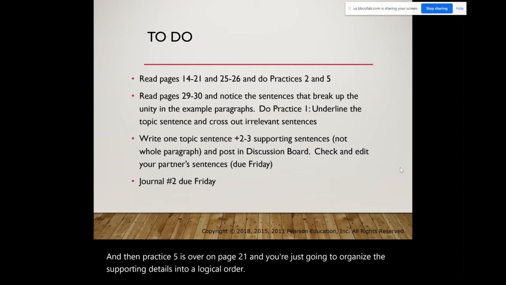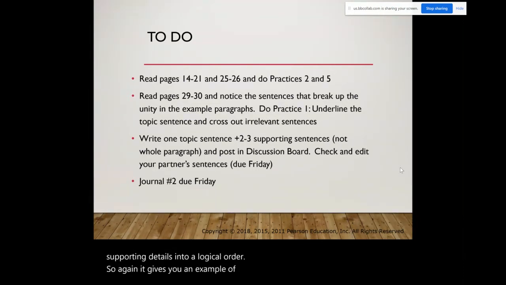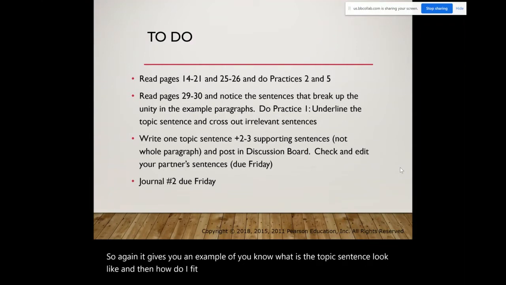So again, it gives you an example of, what does a topic sentence look like? And then how do I fit supporting sentences under that? So that's practice 5.